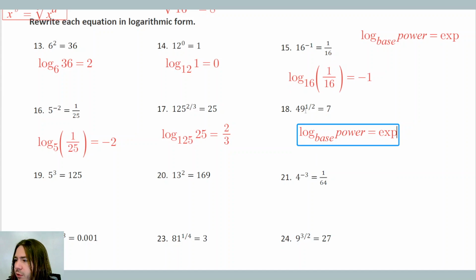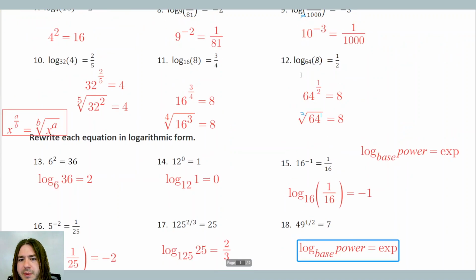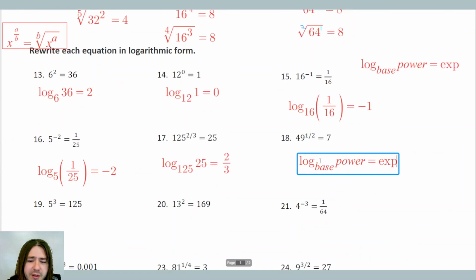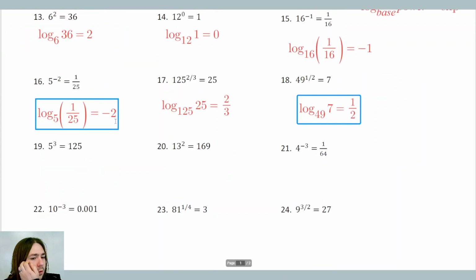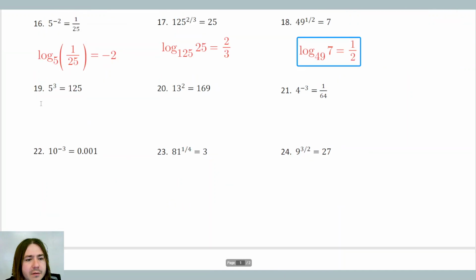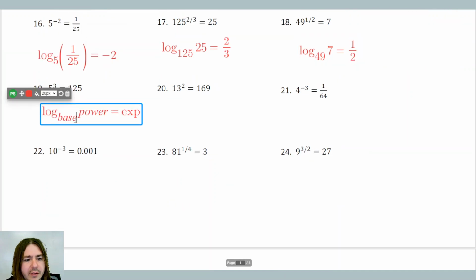Here, I just want to point out real quick that 49 to the 1/2 power, like we talked about up here, whenever you raise something to the 1/2 power, that's just taking the square root of it. So the square root of 49 is 7. Just want to point that out. So log base 49 of 7 would be 1/2. For number 19, we have log base 5 of 25 is equal to 3.